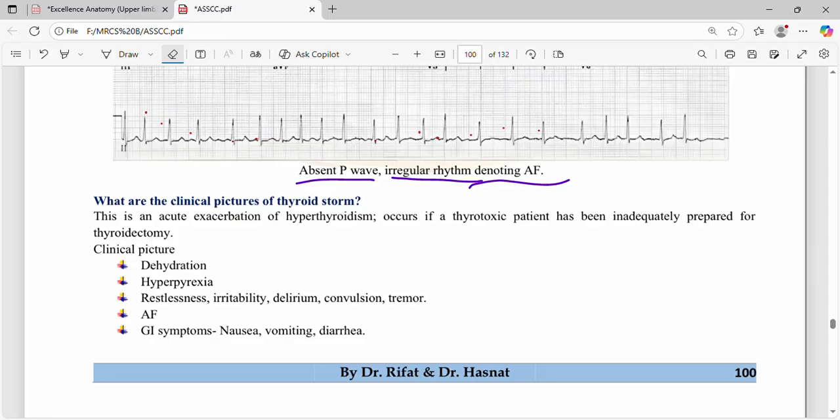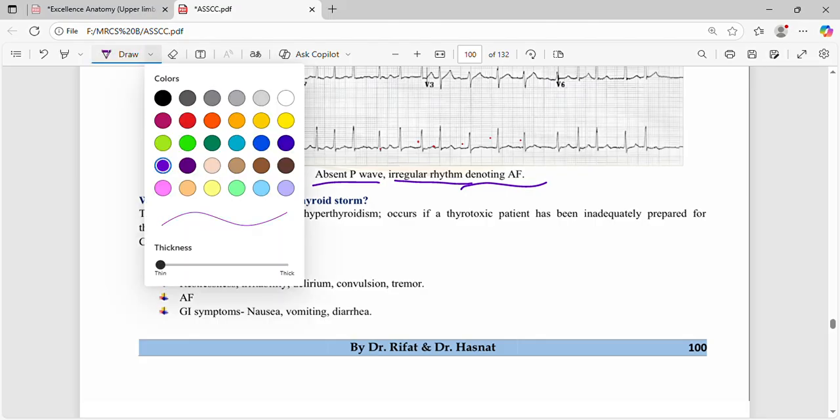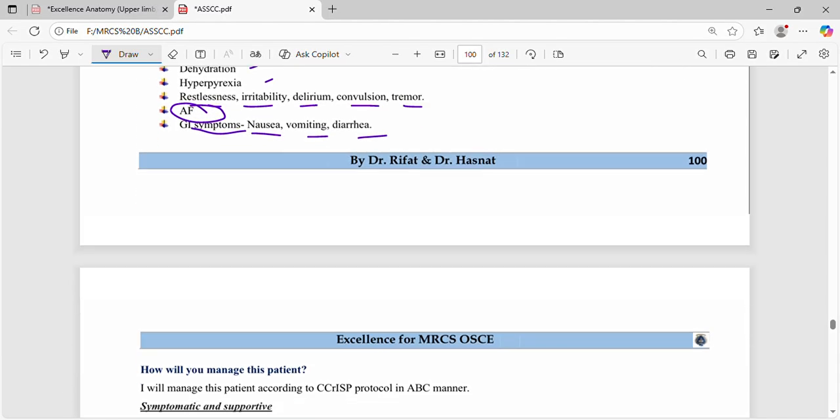What are the clinical features of thyroid storm? This is an acute exacerbation of hyperthyroidism that occurs if a thyrotoxic patient has been inadequately prepared for thyroidectomy. So clinical features will be dehydration, hyperpyrexia, restlessness, irritability, delirium, convulsion, tremor, atrial fibrillation, and GI symptoms: nausea, vomiting, and diarrhea. So these are the features.